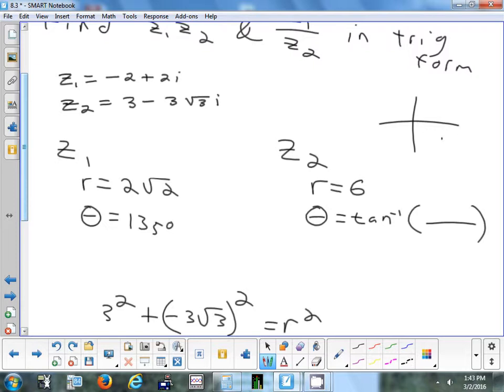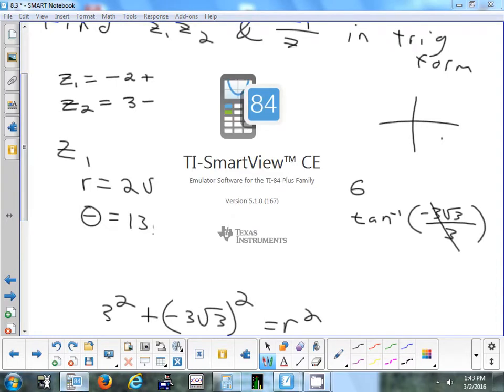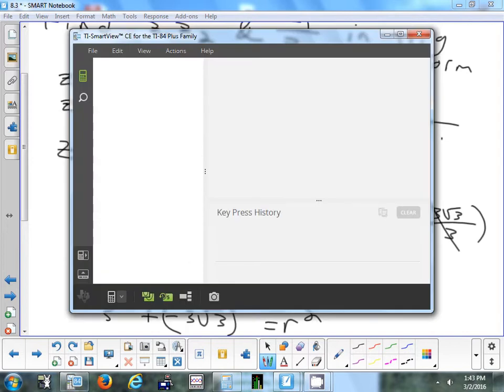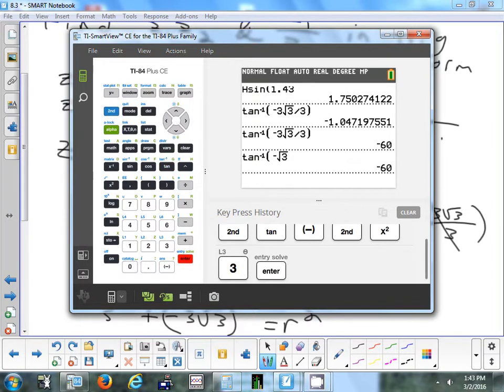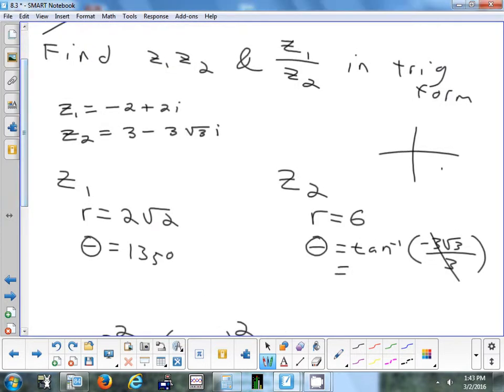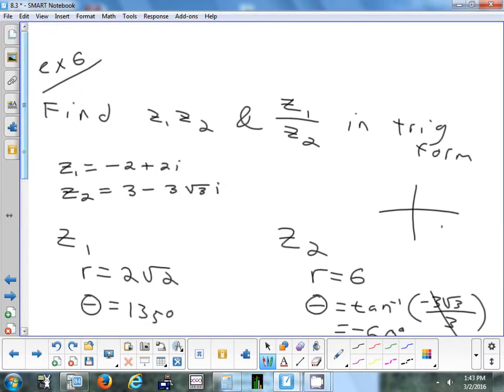Negative 3 root 3, over 3. So just in terms of typing it in, it's easier to cancel out the 3's and do the inverse tangent of negative root 3, which is going to come out to negative 60. Don't worry that it's negative. I don't care that it's negative for this part. All I care about is when we write the final answers, Z1 times Z2 and Z1 divided by Z2, there's no negatives there.